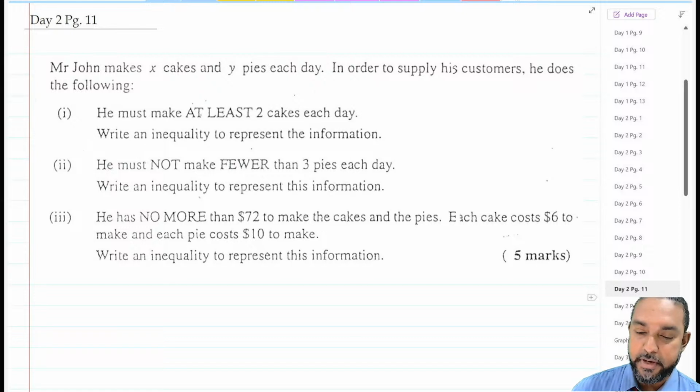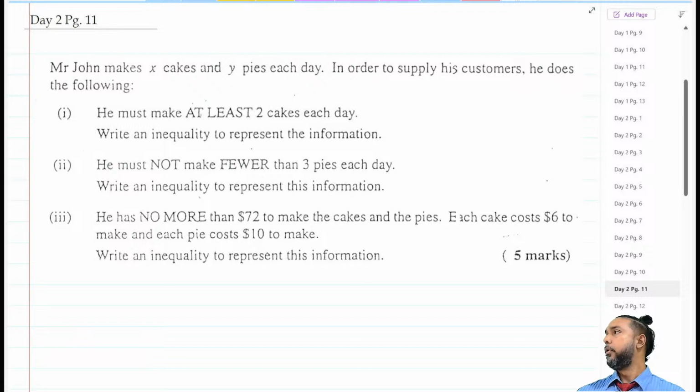All right, so Mr. John makes X cakes and Y pies each day. In order to supply his customers, he does the following. He makes at least 2 cakes each day. So at least 2. Can he make 2? Yeah. Can he make 3? Yeah. What about 1? No. So X is cakes, right? So X must be what? Greater than or equal to 2.